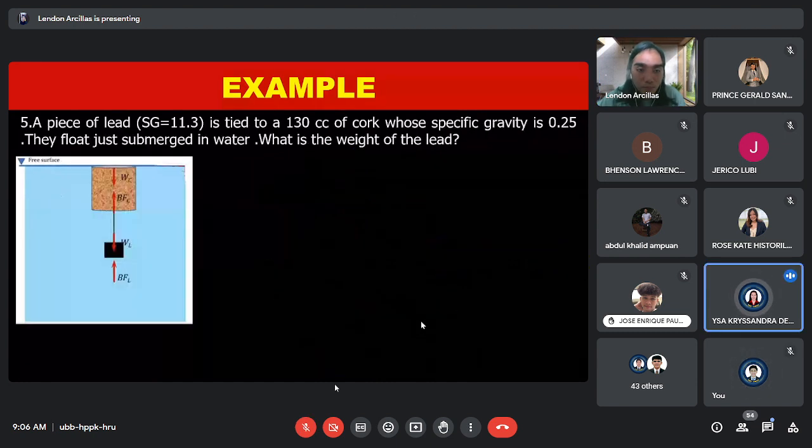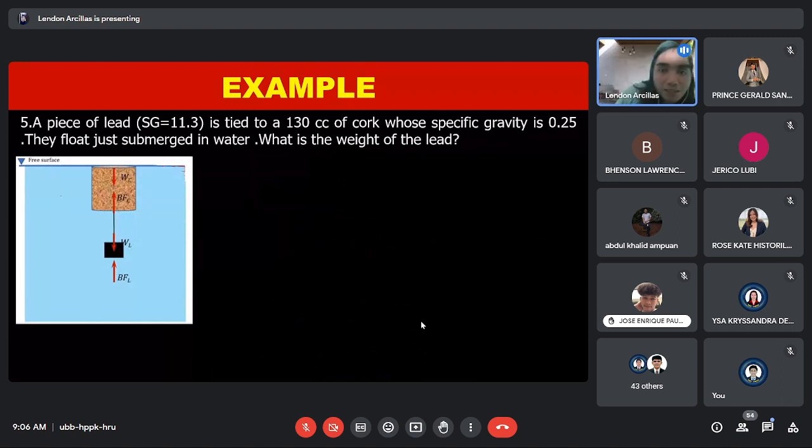Okay, so a piece of lead is tied to a 130 cubic centimeter of cork whose specific gravity is 0.25. They float just submerged in water. What is the specific weight of the lead? Again, the major formula is weight equal to BF. So all of the weights here are submerged. Therefore, dalawa yung weight, dalawa din yung BF.